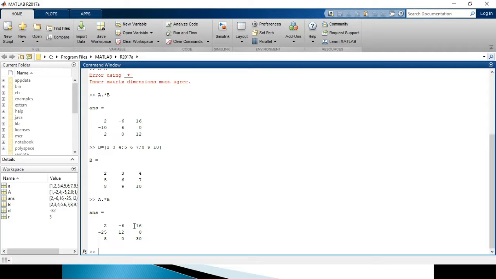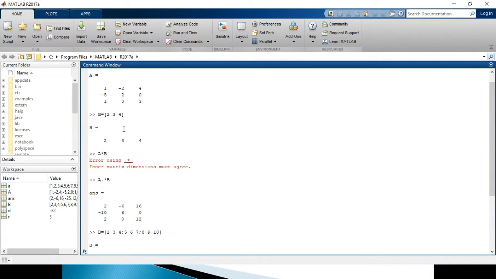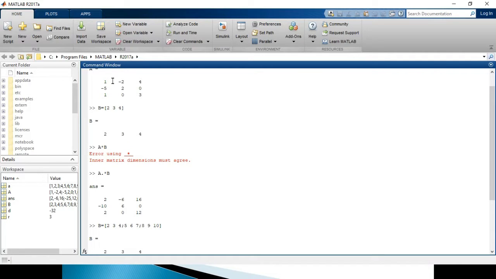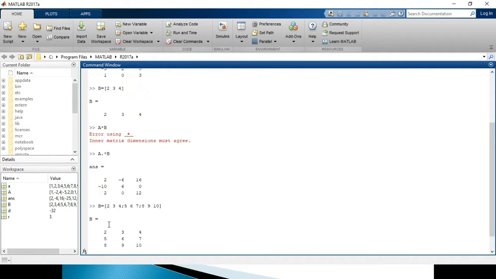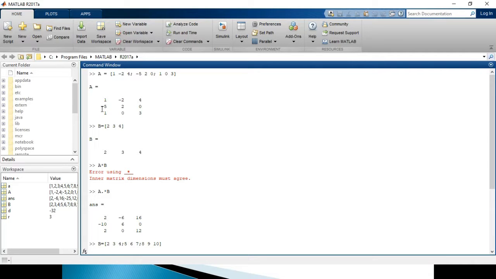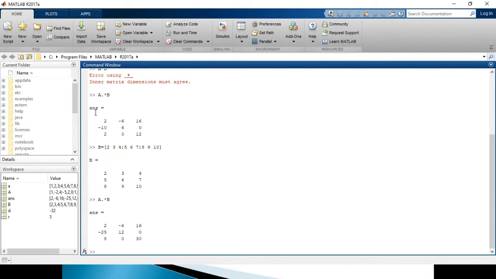Here, I hope you understand the difference. Here for A the first element is 1, for B the first element is 2, the result is 2. For the second row in A the first element is minus 5, and for B the first element in the second row is 5, and the result is minus 25.